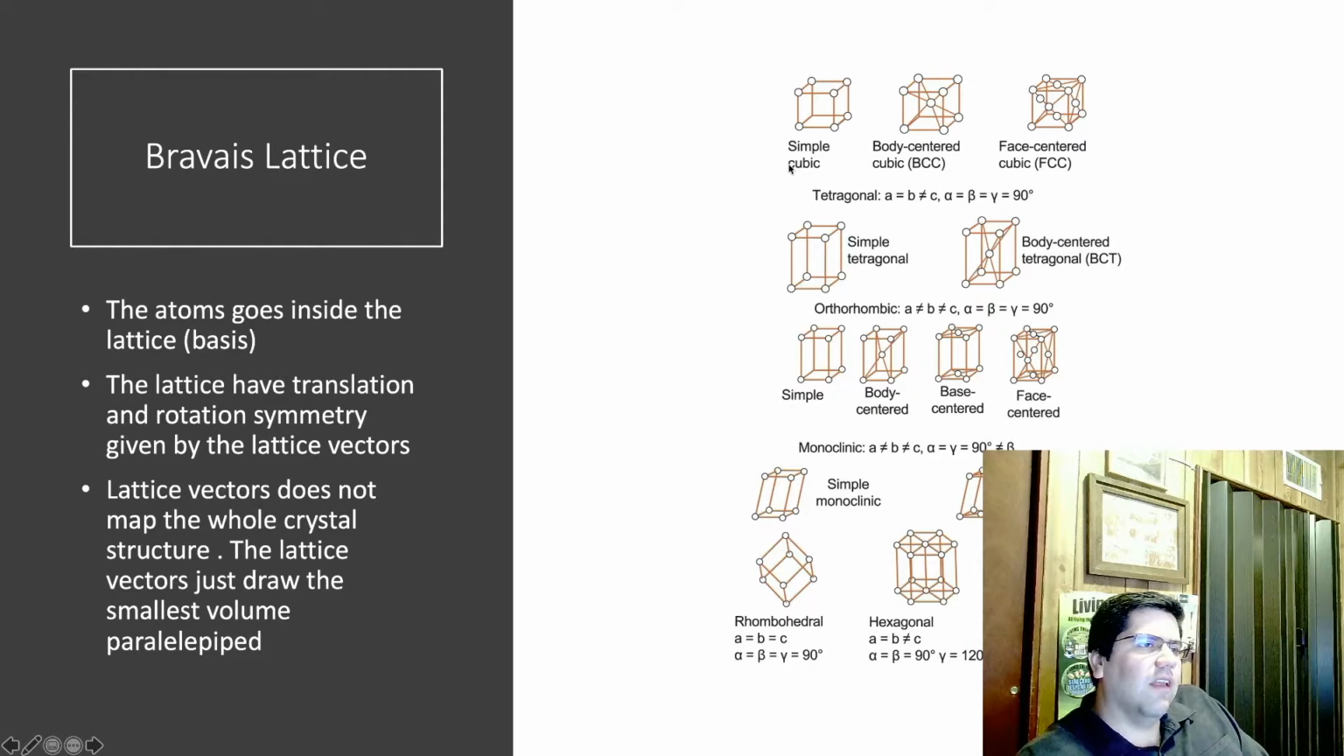I'm going to name them one by one: simple cubic, tetragonal, orthorhombic, monoclinic, rhombohedral, hexagonal, and triclinic.